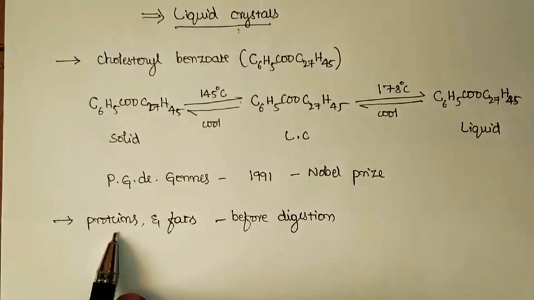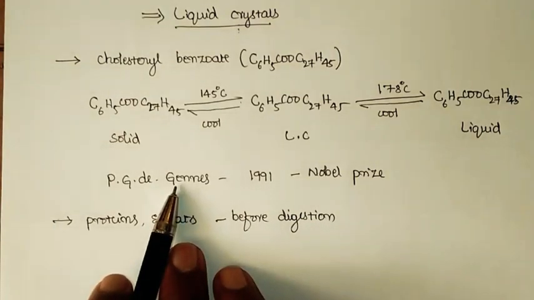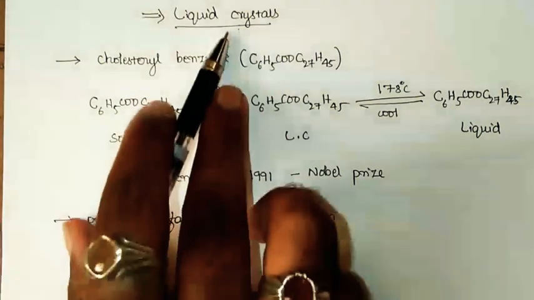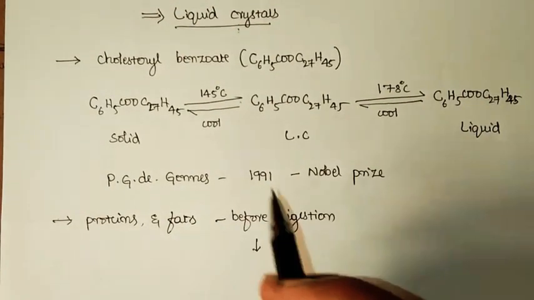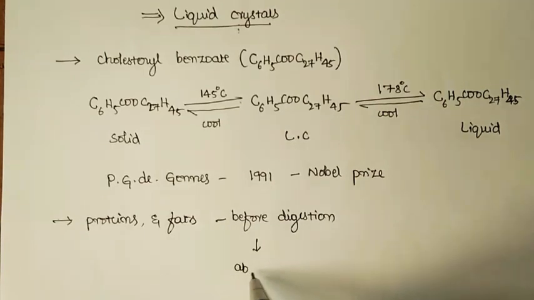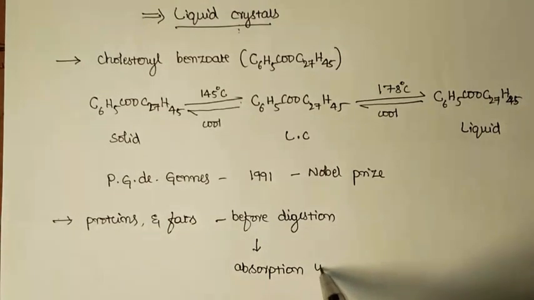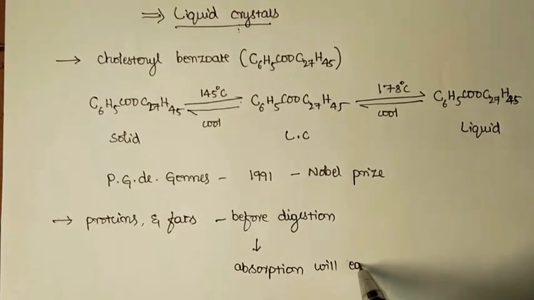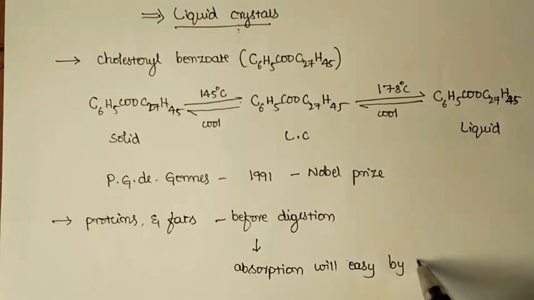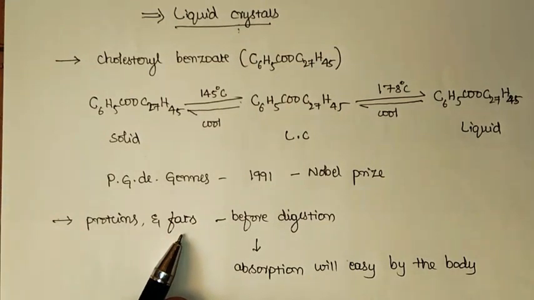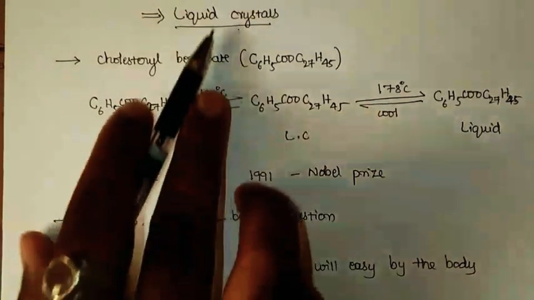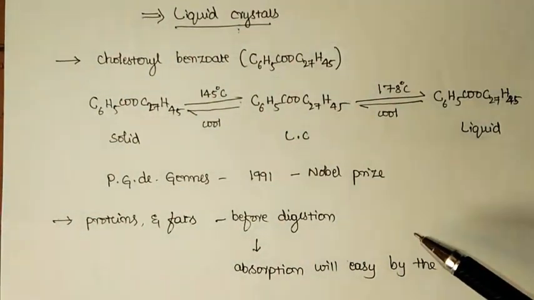And when the proteins and fats change into the form of a liquid crystal before digestion, that helps much more for their easy absorption into the body. So absorption will be easy for the body, so that proper utilization of proteins and fats by the body becomes easier when they change into the form of liquid crystals.